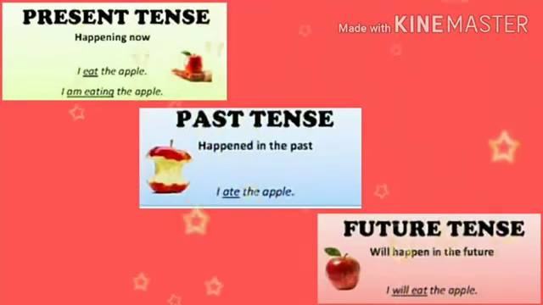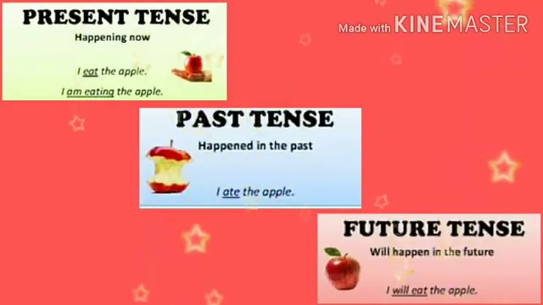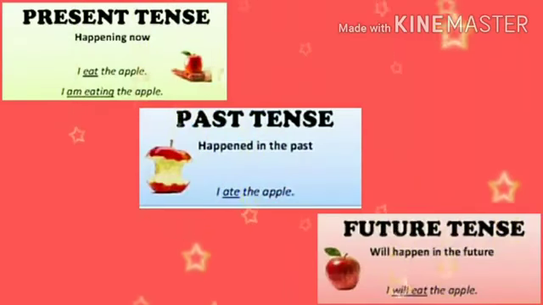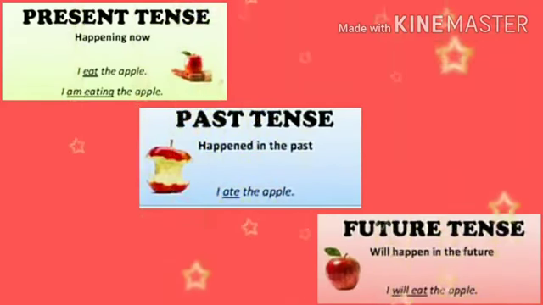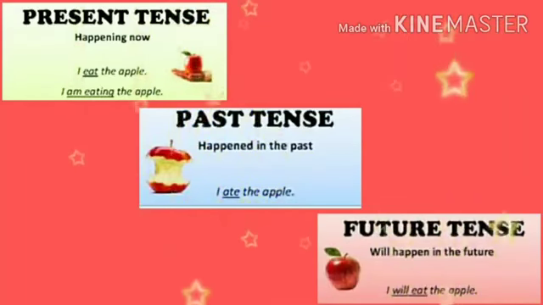Okay, and the third tense, future tense, here the example is: I will eat the apple. This sentence tells us that the action will happen in the future. Means I will eat the apple in future time. Okay, let's learn something more about these tenses.